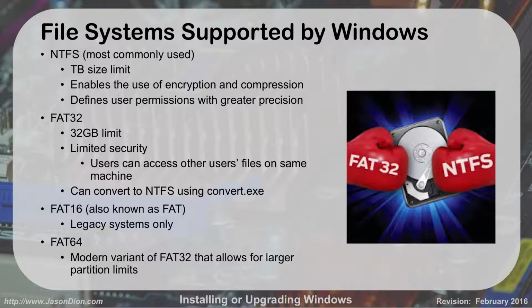FAT16, you'll find this on legacy systems. It's an older version of FAT. And then you'll also find FAT64 is a modern version of FAT32 that allows for larger partition limits. FAT stands for File Allocation Table. That's what it comes from. If you have a thumb drive and you buy it from the store, it's already pre-formatted for FAT. Why do you think they format for FAT instead of NTFS?